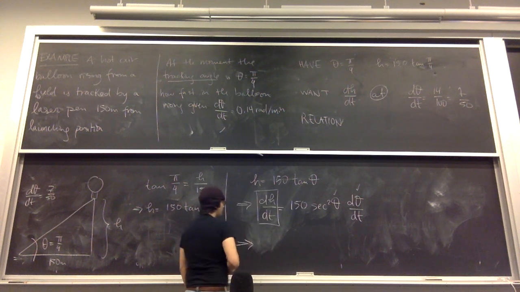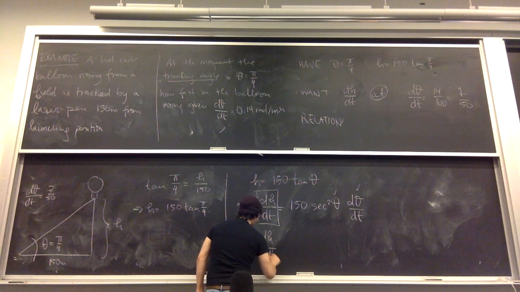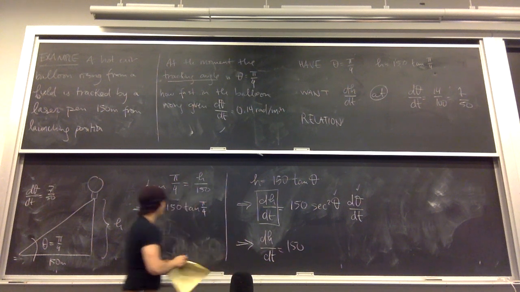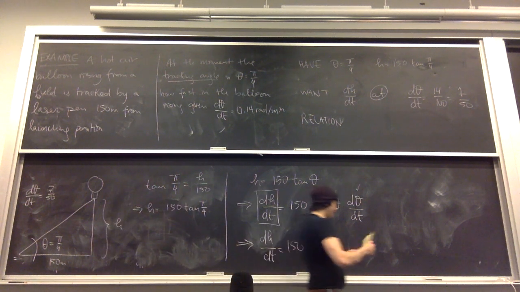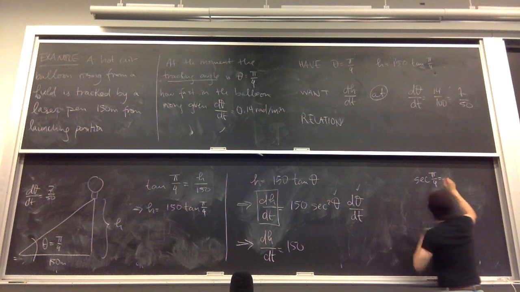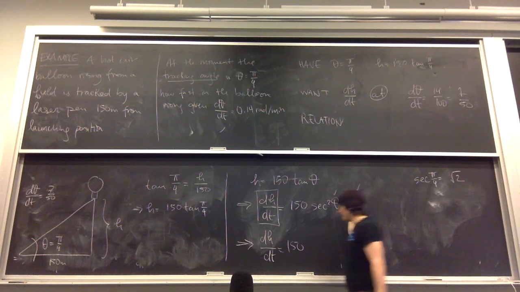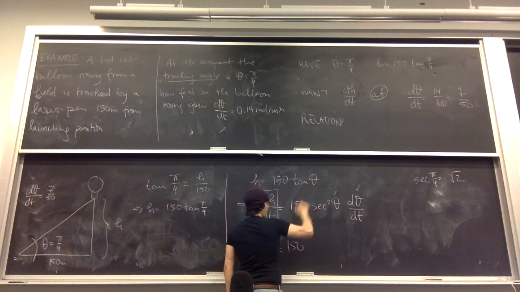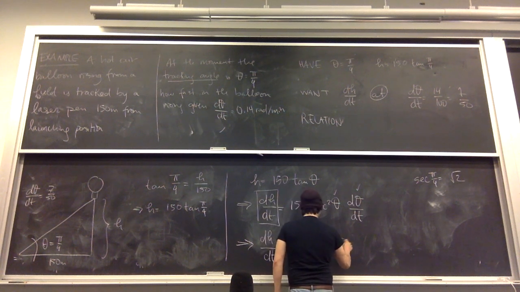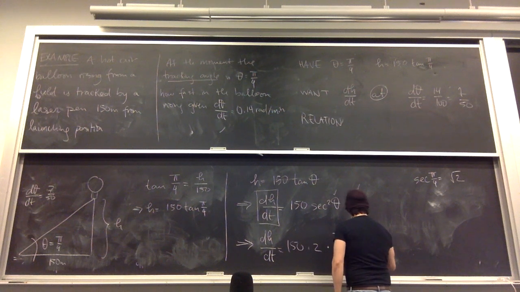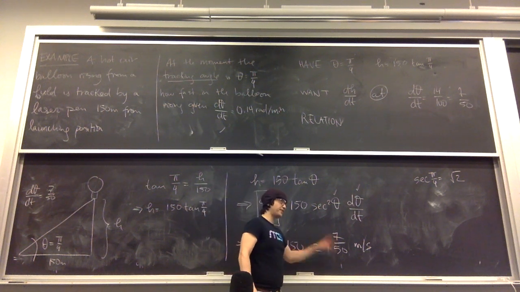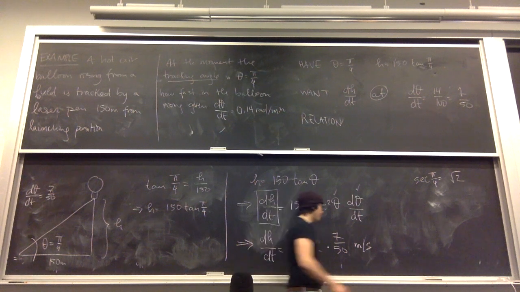Okay, so dH/dt is equal to 150. So what is secant squared in this case? So I'll just remind you that secant of pi/4 is equal to root 2. Okay, so given that, we get root 2 squared, so that's going to be times 2 times d theta/dt, which is 7 over 50. And this should be in meters per second, right? Because it's a rate. And let's just work it out. So 150 divided by 50 is 3, times 2 is 6, times 7 is 42.